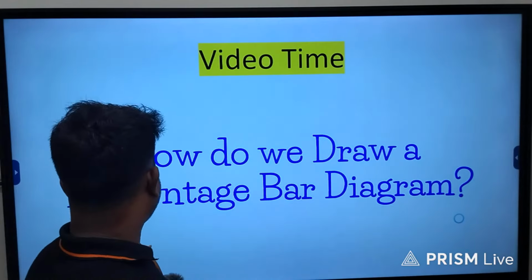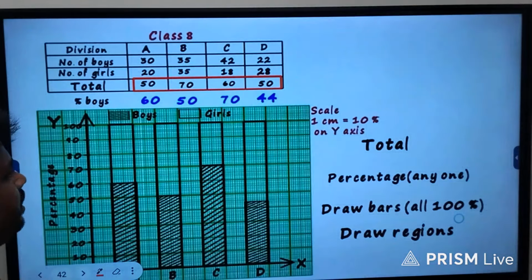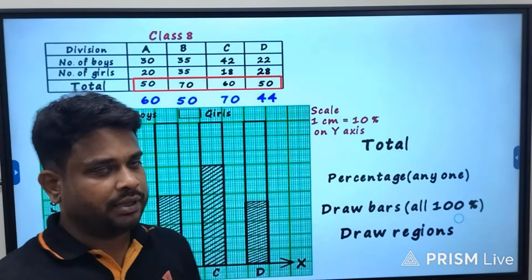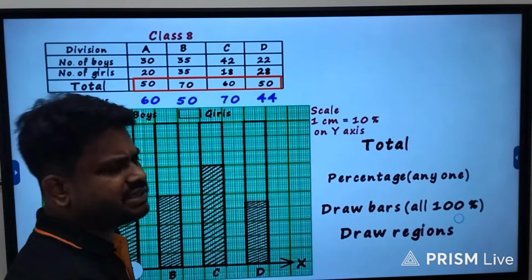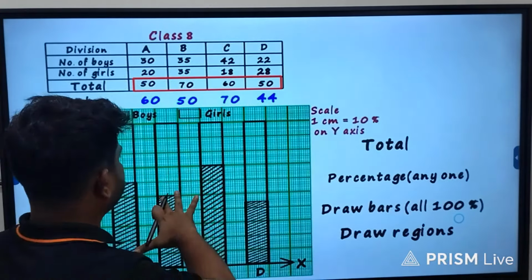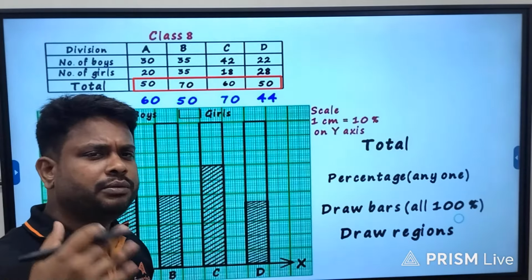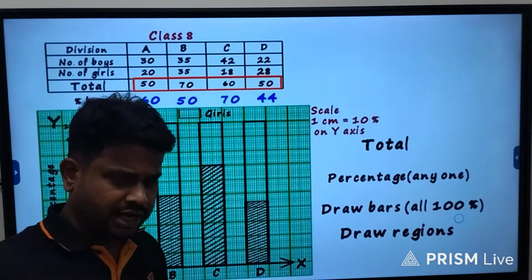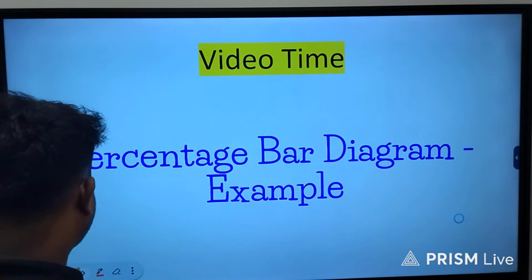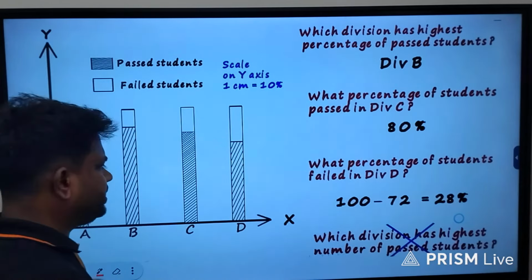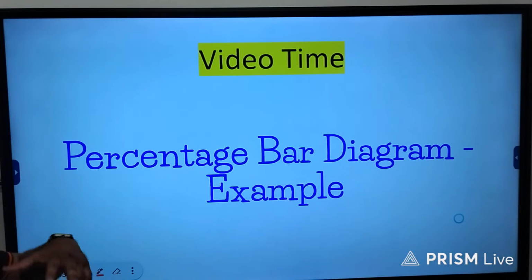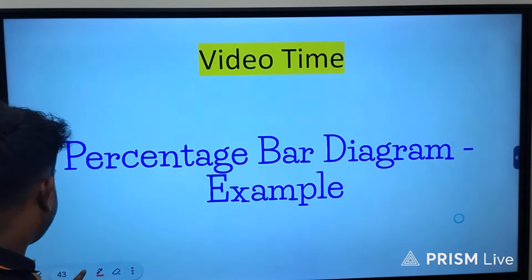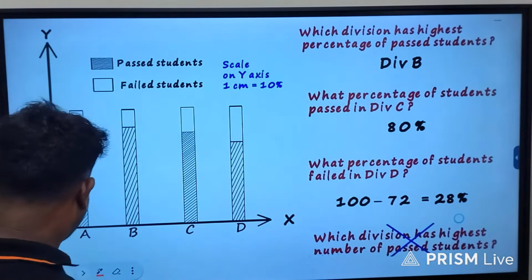And how do we draw a percentage bar diagram? This is the kind of thing where we can draw the percentage diagram. This one is pretty rare. In your questions, you will have more bar graphs than percentage diagrams. We also have videos on the percentage diagram which you can watch in the LMS or in the Fun Scholar app.